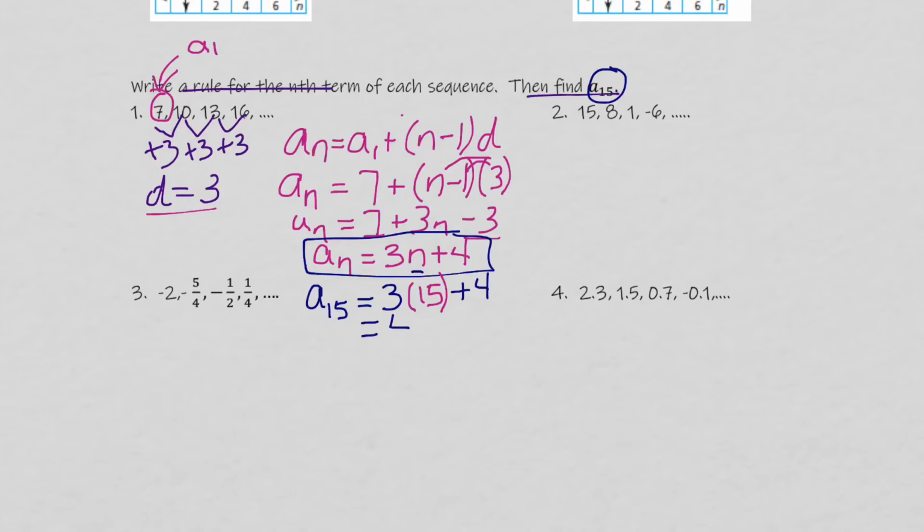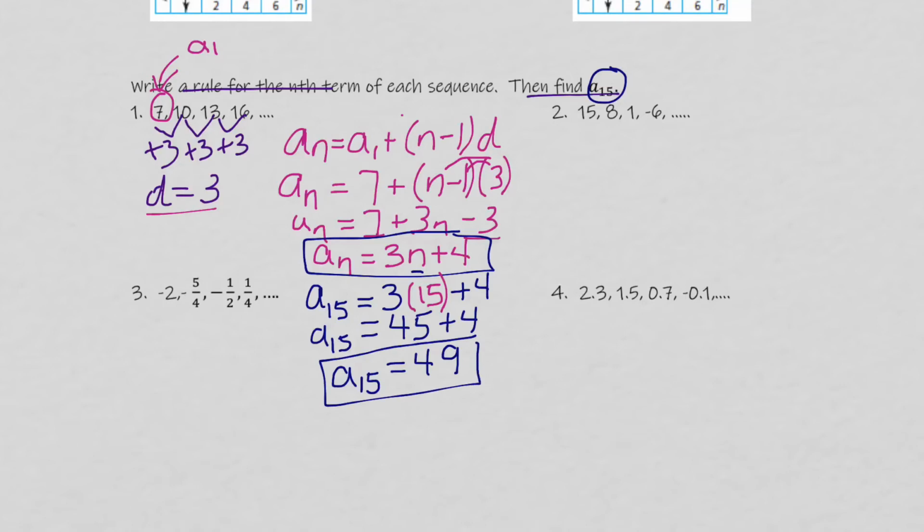So 3 times 15 is 45 plus 4. So a sub 15, my 15th term value, would be 49. So if you work that out, when you got to the 15th term, you would get an answer of 49.